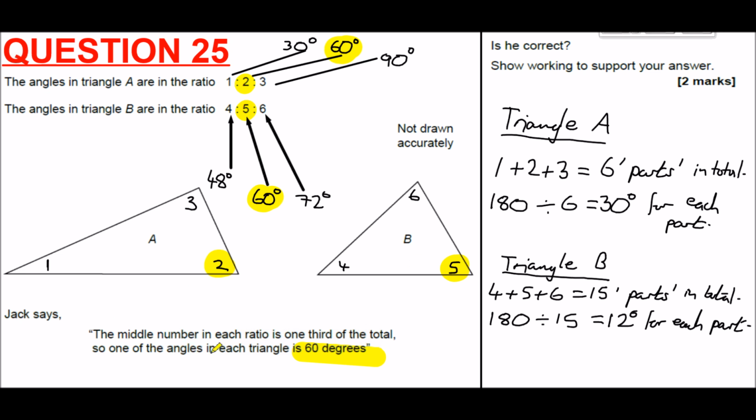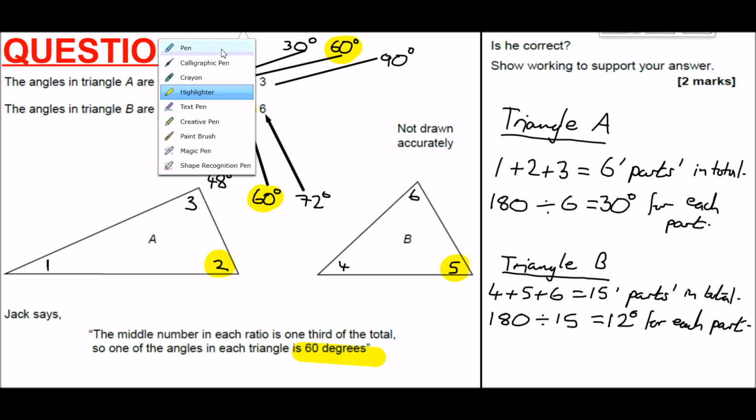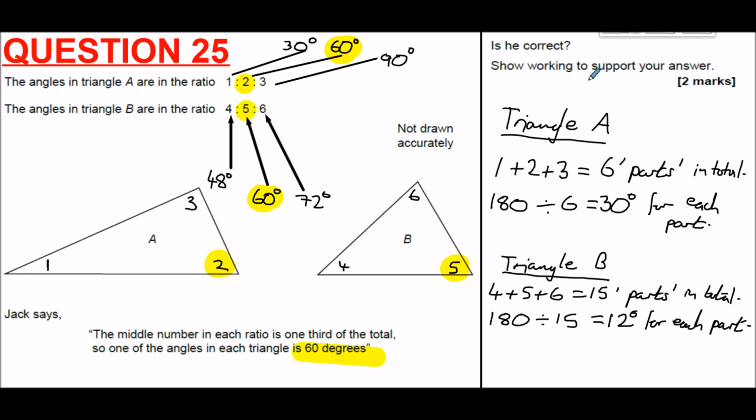So what Jack's saying about one of the angles in each triangle being 60 degrees, we've proven he's right, because one of the angles inside each of these is 60 degrees. So is he correct? The answer is yes. And the working we've shown here. So that's why Jack is ultimately correct.